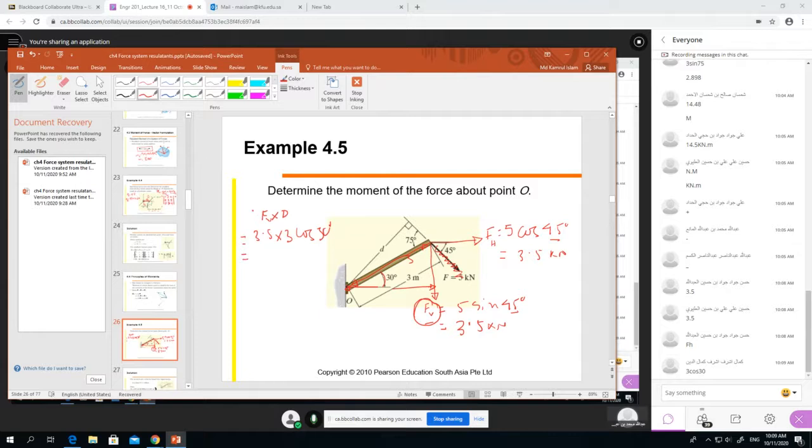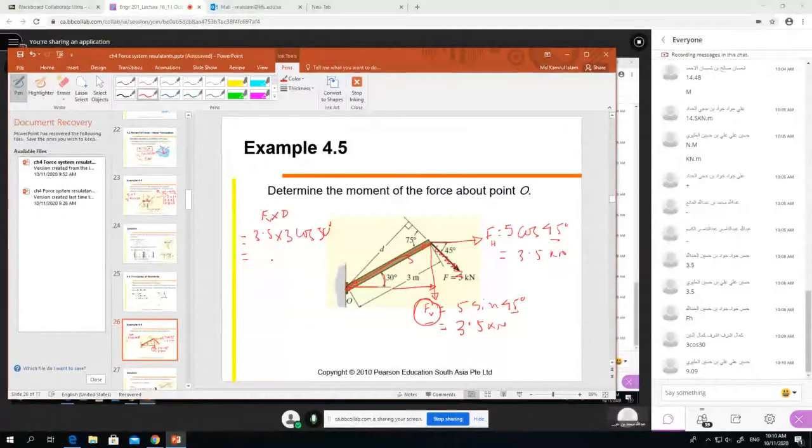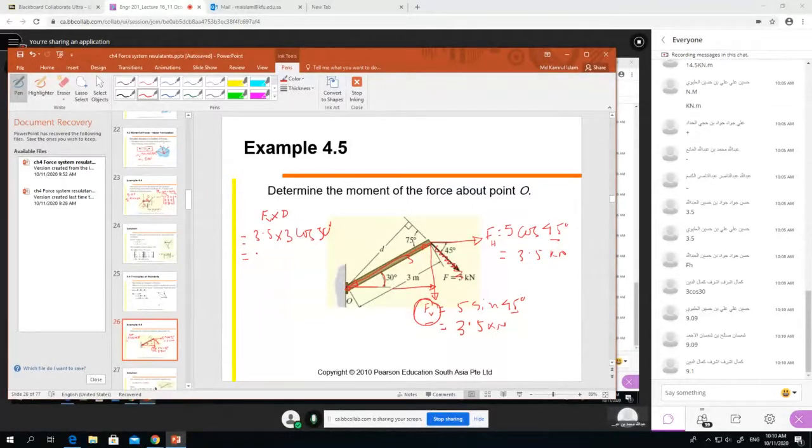Okay, tell me the result, please. Quickly. 9.09, right? Okay, someone said 9.1. It is 9.09 kilonewton meter, right? And it is clockwise, so we write down minus here.